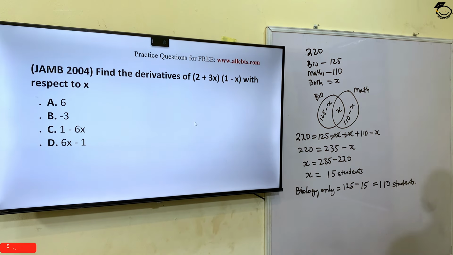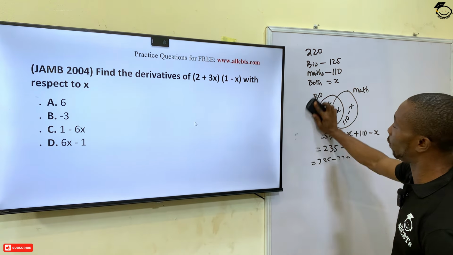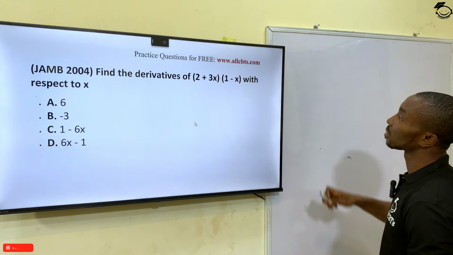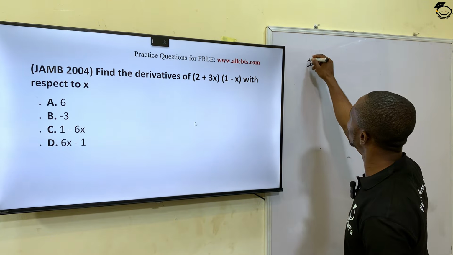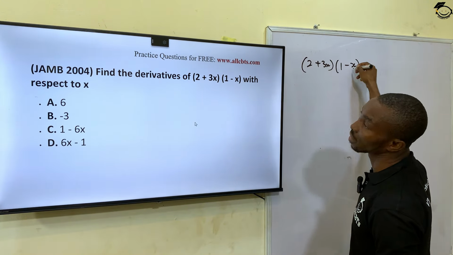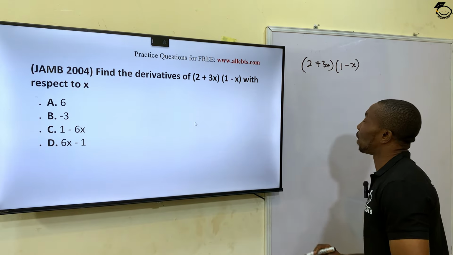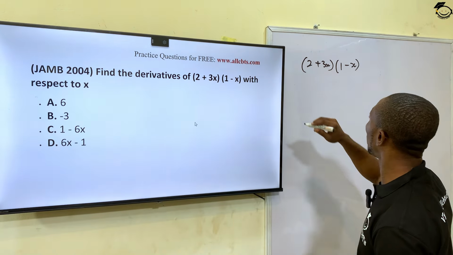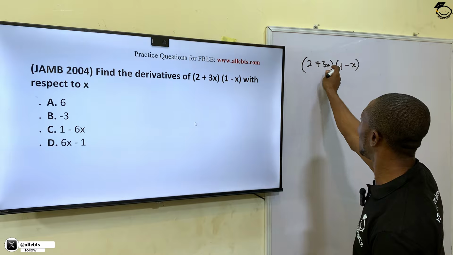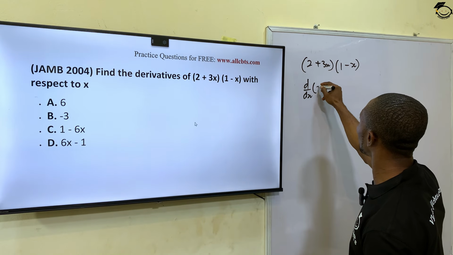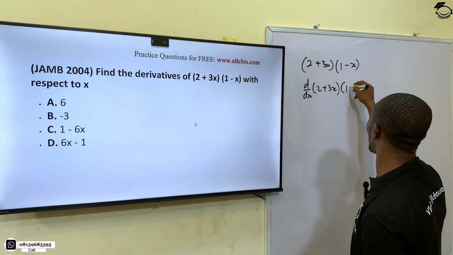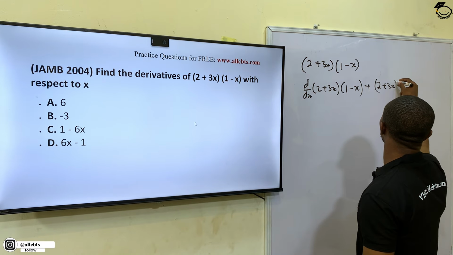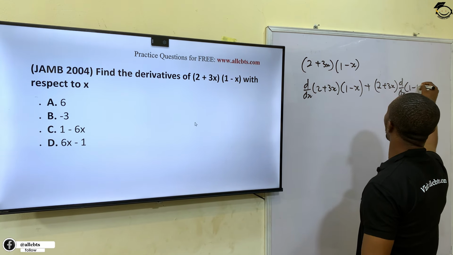Now, so our next question from 2004, it says find the derivative of 2 plus 3x and 1 minus x with respect to x. Now, in doing this, we are going to use our product law, all right? And using our product law, we'll have this as, we'll find the dx of 2 plus 3x times 1 minus x plus 2 plus 3x times dx of 1 minus x.